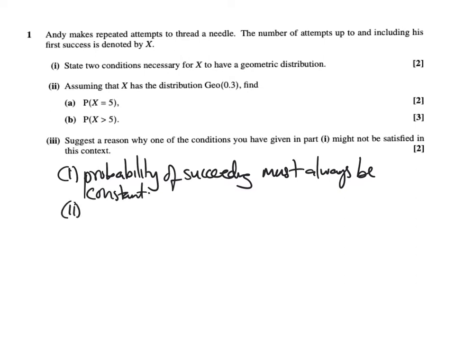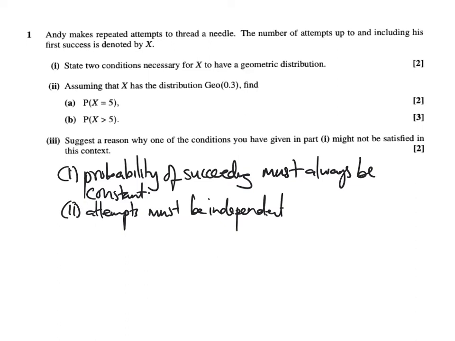Okay, the second one is each attempt should not influence the other attempt. Each attempt should not influence the other attempt, so the attempts must always be independent. Okay, independent.